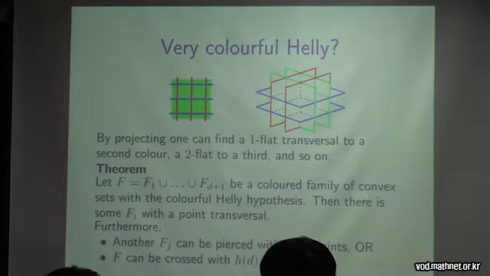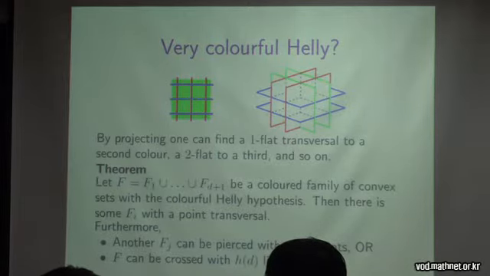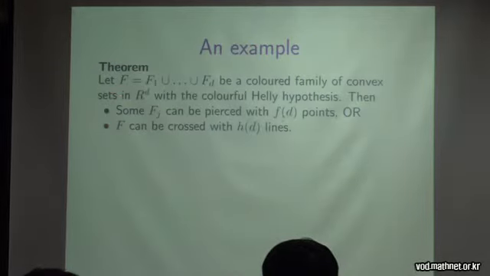So let me restate this. Here I don't really care about this first color, right? And this is just colorful Helly, so I'll get rid of it from the beginning. And here is the same statement, only without this last color. So if I have d colors in R^d, then I can find some elements which can be pierced by a small number of points, or I can cross everything with a small number of lines.